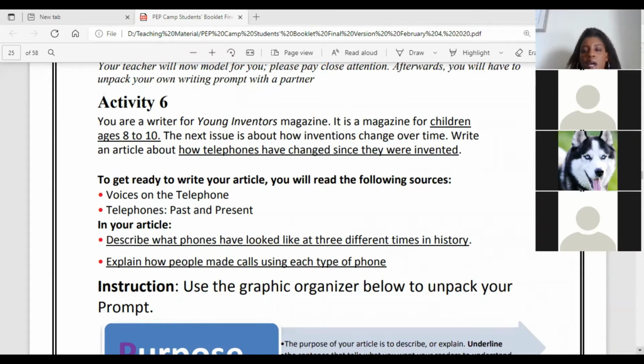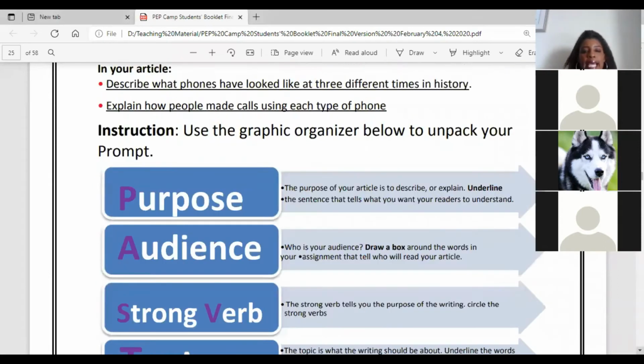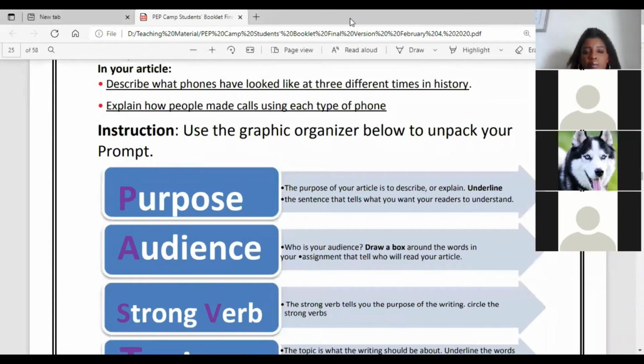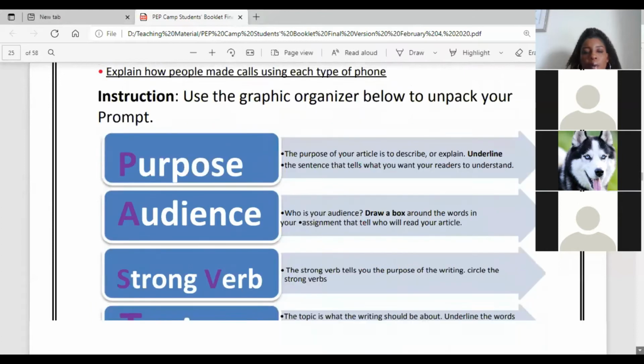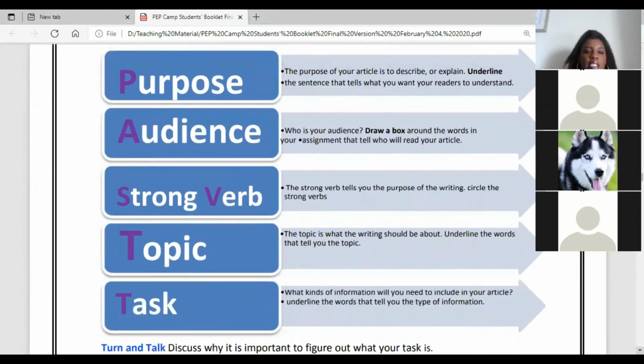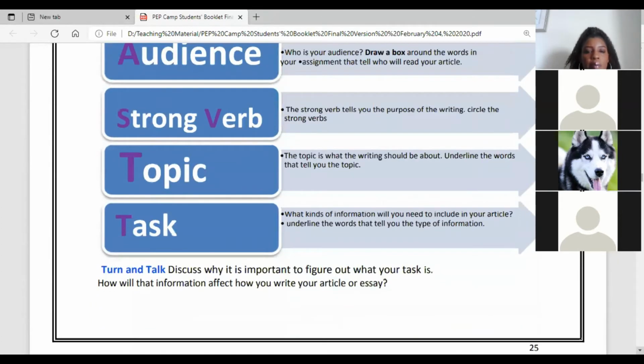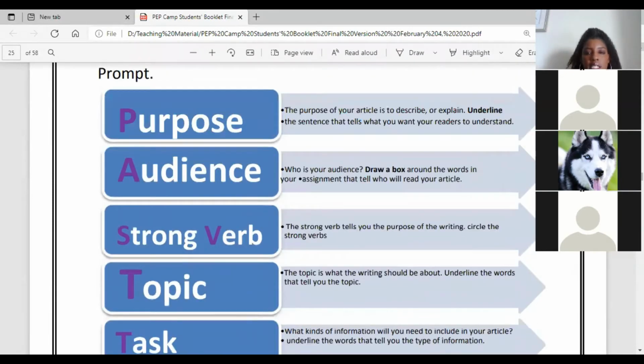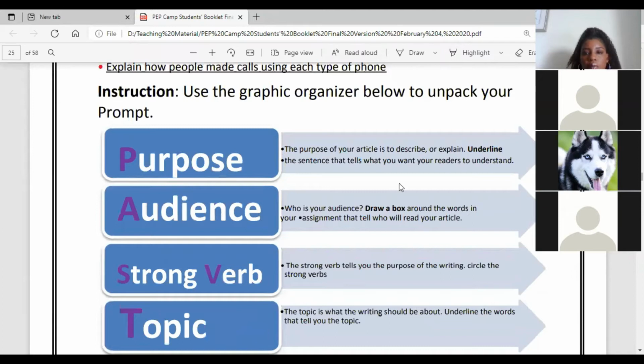So we're going to be unpacking the prompt using the PASTT graphic organizer. P stands for purpose, the A stands for audience, S stands for strong verb, T stands for topic, and the other T stands for task.